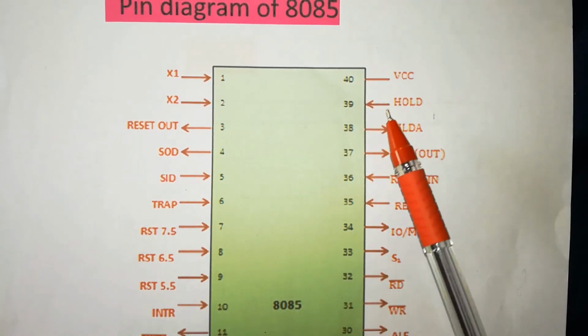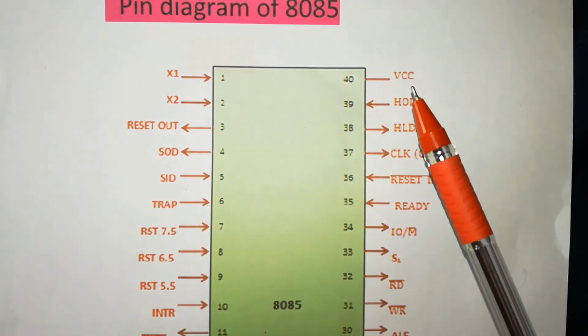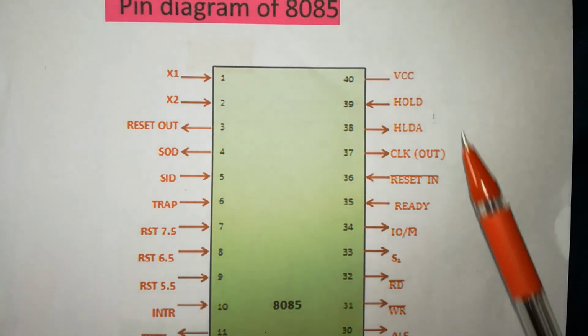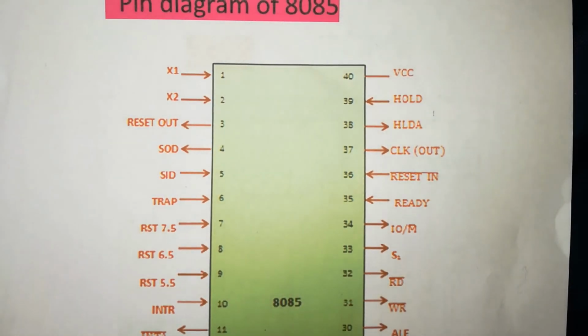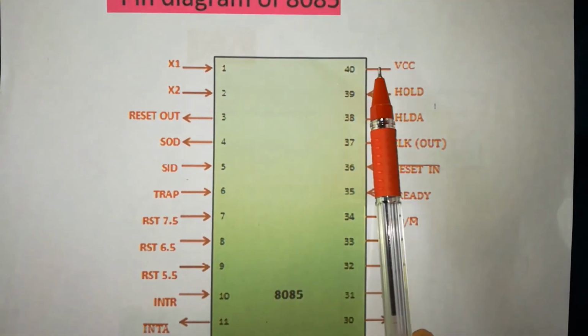Here pin number 40 is VCC. Again, that is positive supply connection. So in short, this is about pin number from 1 to 40.